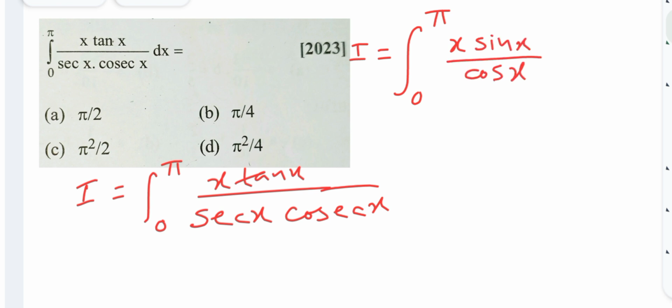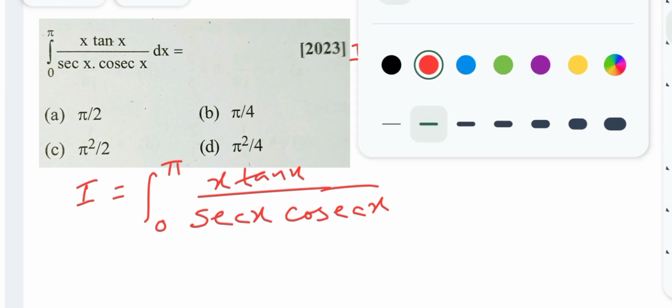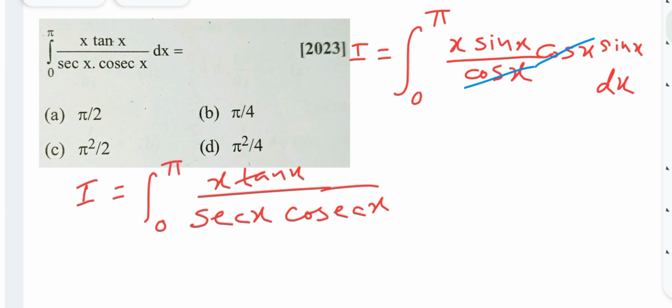So you will write x sin x divided by cos x, and the denominator is sec x. So 1 upon sec x will be cos x, so I will write cos x in the numerator, and similarly 1 upon cosec x, so I will write sin x in the numerator, and this is dx. Now cos x will get cancelled. So ultimately I will get the integral from 0 to pi of x sin x into sin x, so x sin square x. We got this, correct. And there is no denominator, right? So it will be x sin square x dx.